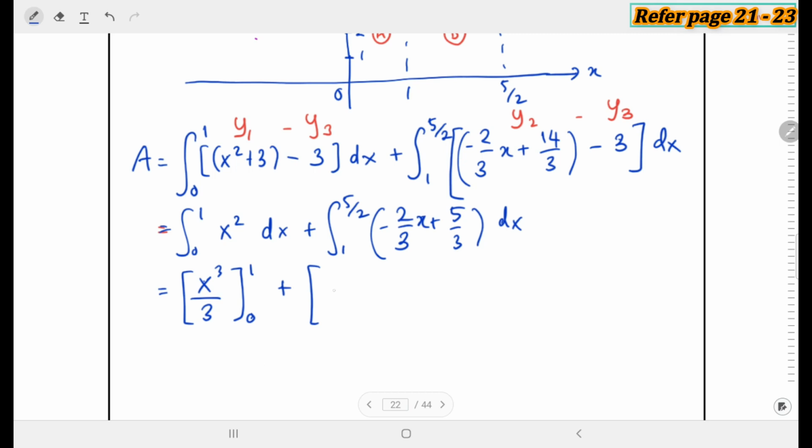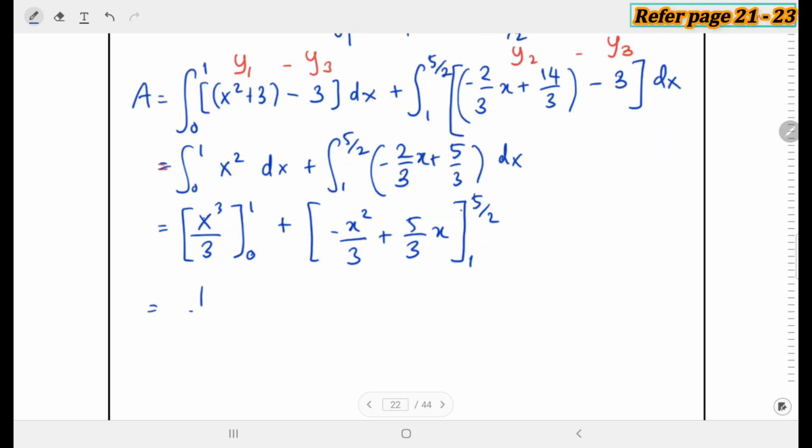Then when we integrate, we're getting x squared divided by 3 plus 5 over 3, starting from 1 to 5 over 2, equals 1 over 3 plus 3 over 4. And your final answer is 13 over 12 unit squared. Alright guys.